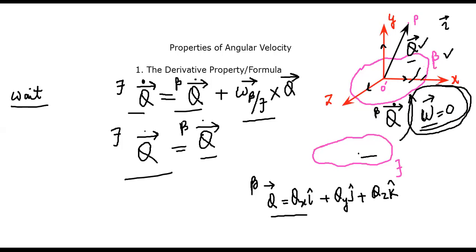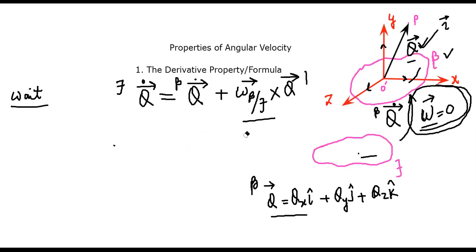So when one frame is rotating with respect to another frame of reference, the derivative of the vector in this rotating frame of reference will be different than the derivative of the same vector with respect to the ground frame of reference. These are important. And these two derivatives are related to each other by a formula. We call this the derivative formula. This formula is very, very important.